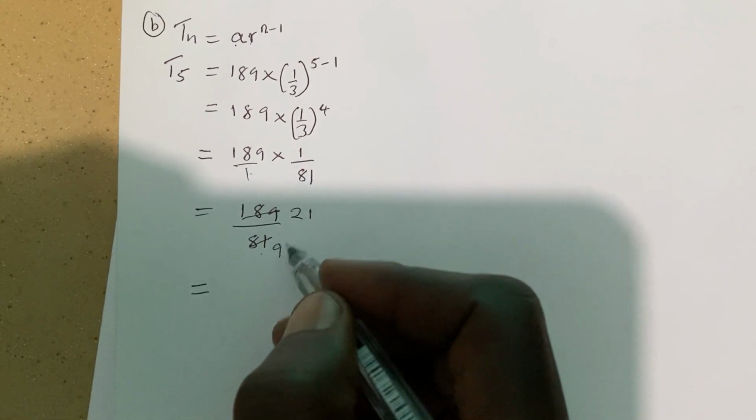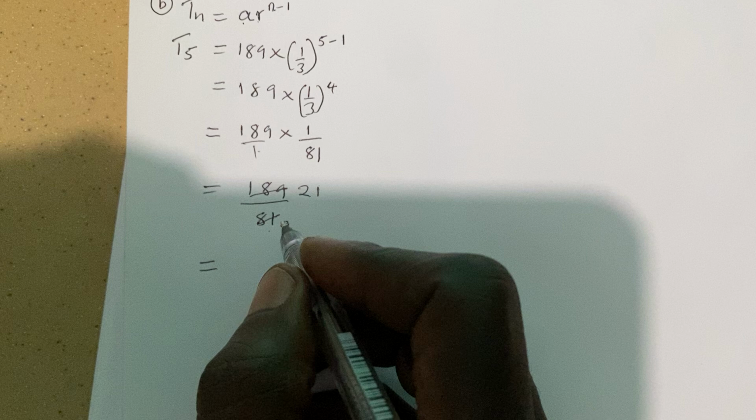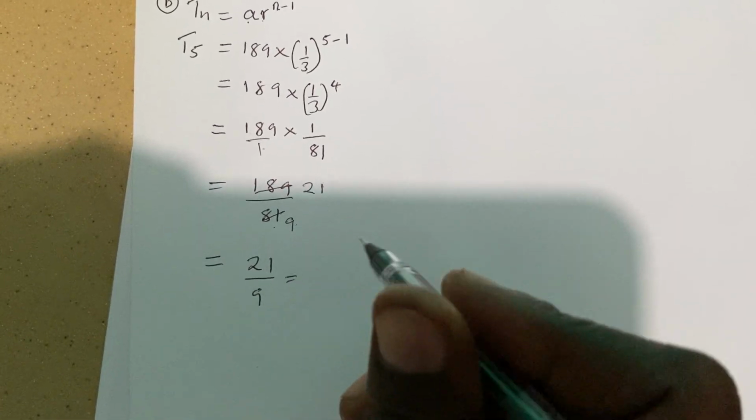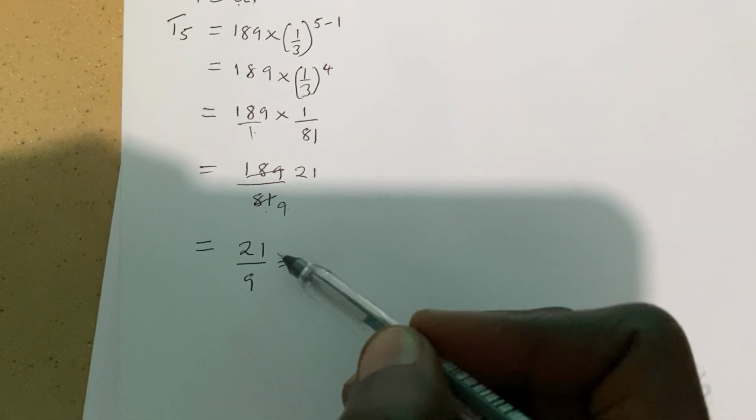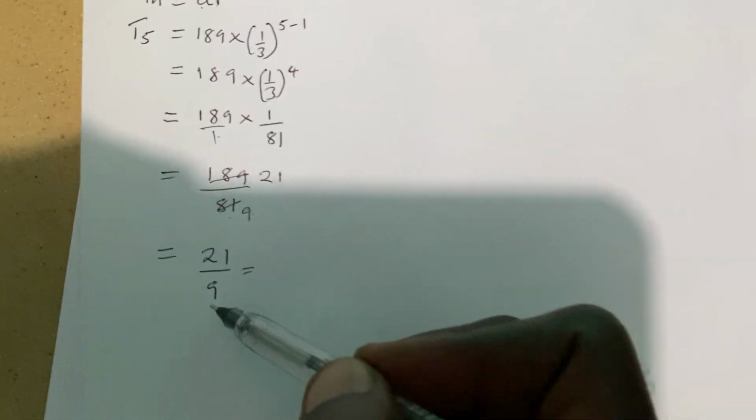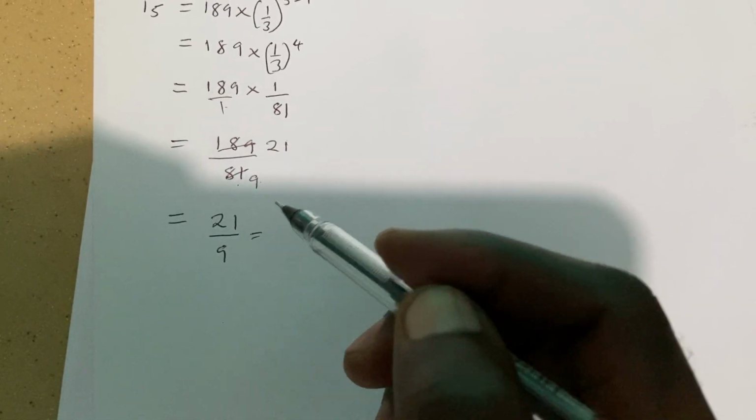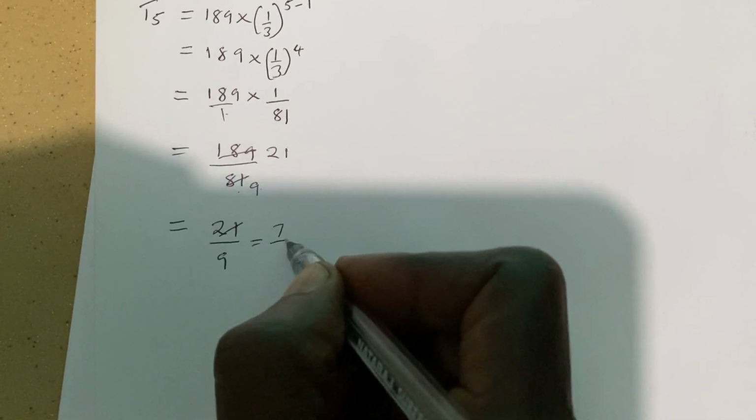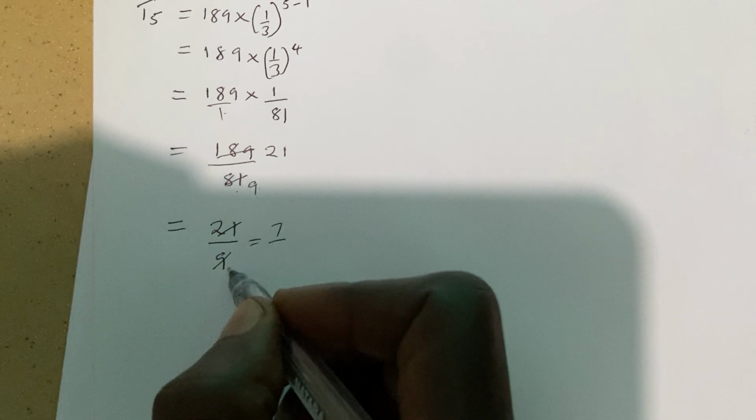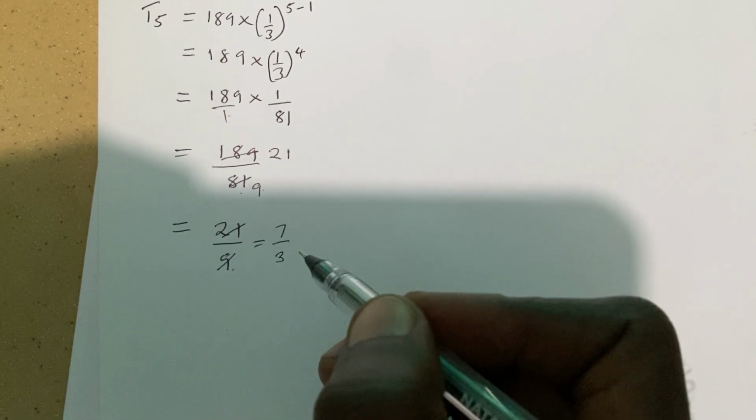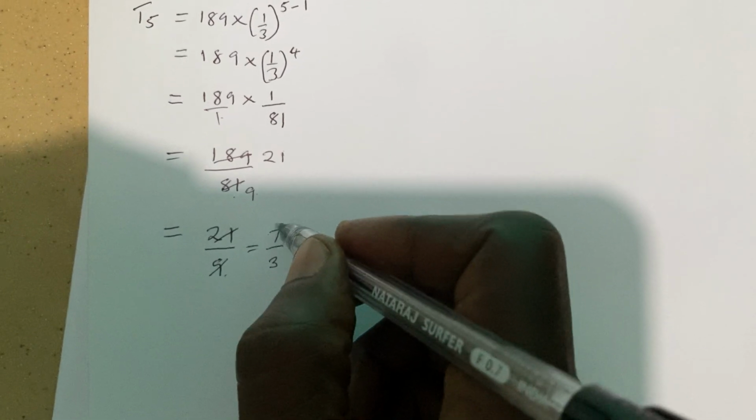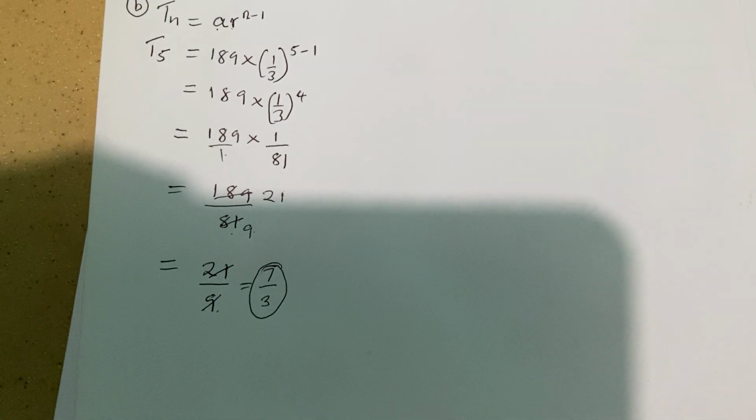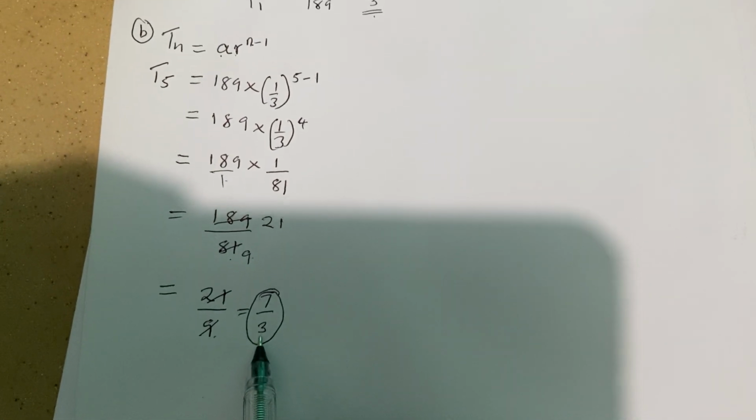But we can still simplify these two. Okay, let me write them somewhere here. So I have 21 over 9. Again, there's still a number that can go into 21 and 9, and that number is 3. 3 into 21 goes 7, over 3 into 9, which is 3. So this is our answer, 7 over 3. That will be the fifth term.